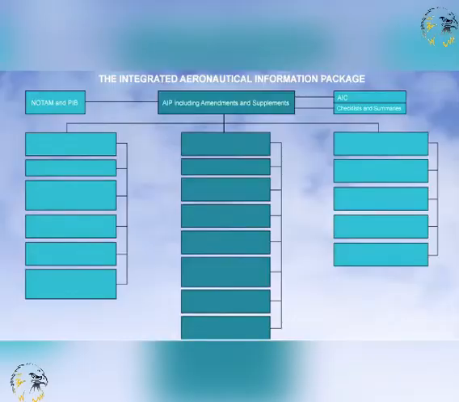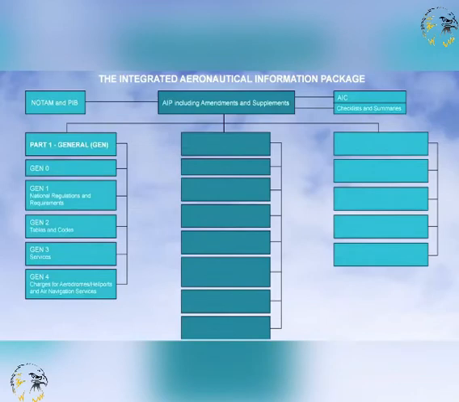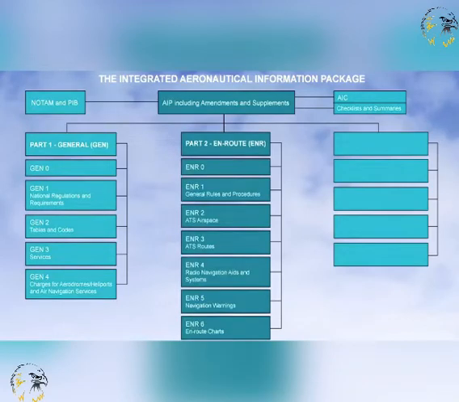The document is divided into three main parts. In loose leaf form, it will be individually numbered and dated. Part 1, General, GEN. Part 2, En route, ENR. And Part 3, Aerodrome Directory, AD.